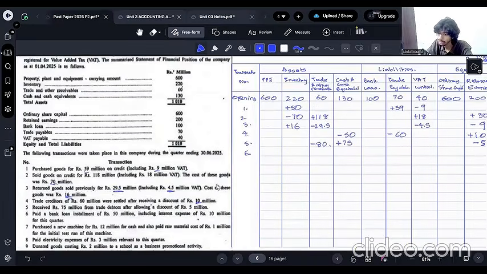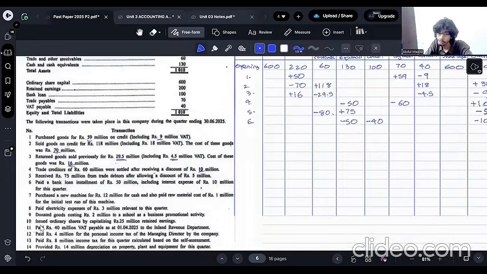So minus 50 cash. Out of that, 10 million is interest, retained earnings, expense minus 10. And then the loan amount included in that will be 40. Bank loan minus 40. Then the seventh one, purchased a new machine for 12 million for cash and also paid raw material cost of 1 million for the initial test run of this machine.